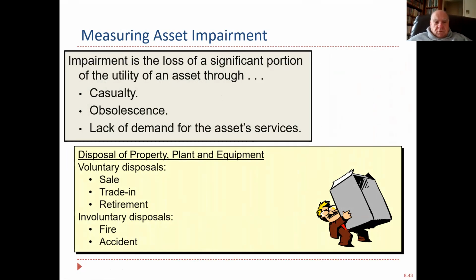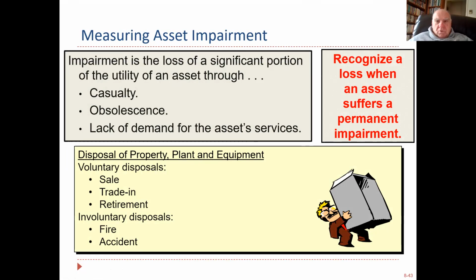And it also might mean we're going to try to get rid of the asset in the middle of its depreciable life. Disposals of property, plant, and equipment. Well, we may choose voluntarily to sell the asset. We're going to sell one asset because we're buying one to replace it, or we're going to trade it in or retire it. All of these things require a journal entry. Fire could damage it, accidents, vandalism, storms, right? So we have to get into the world of recognizing that loss when the impairment takes place.